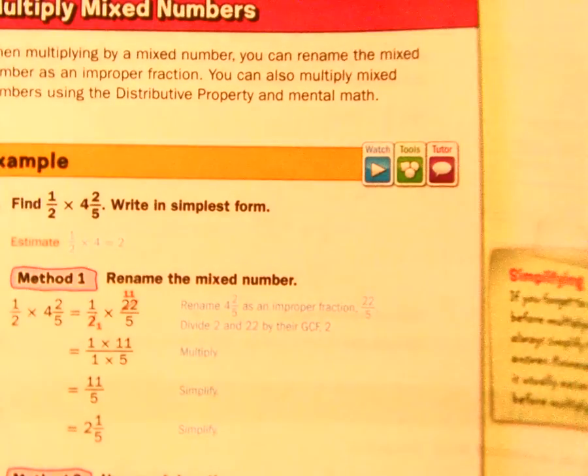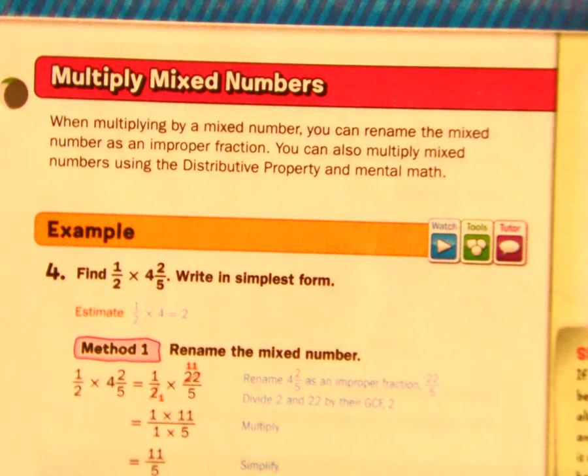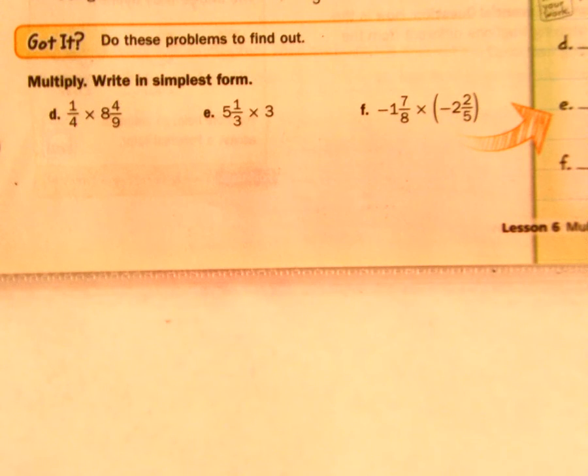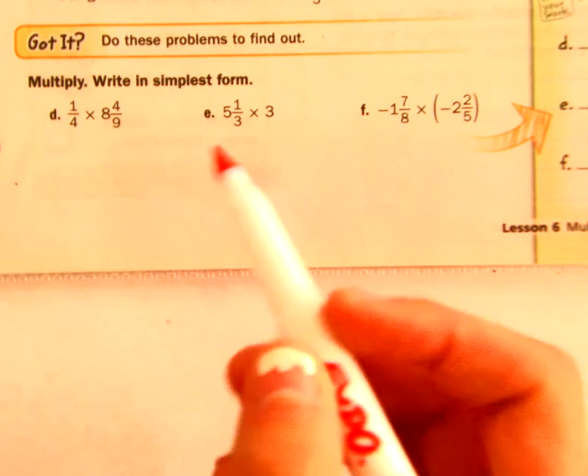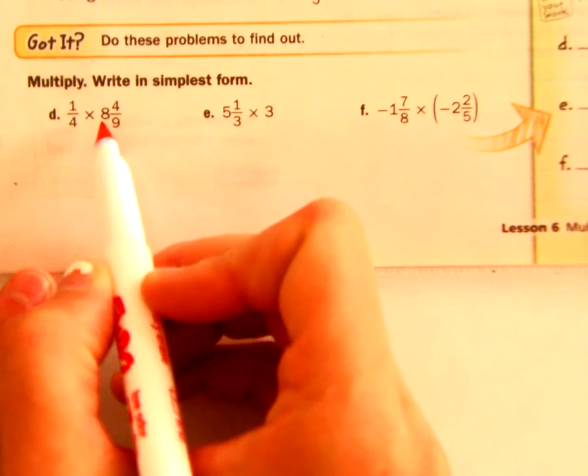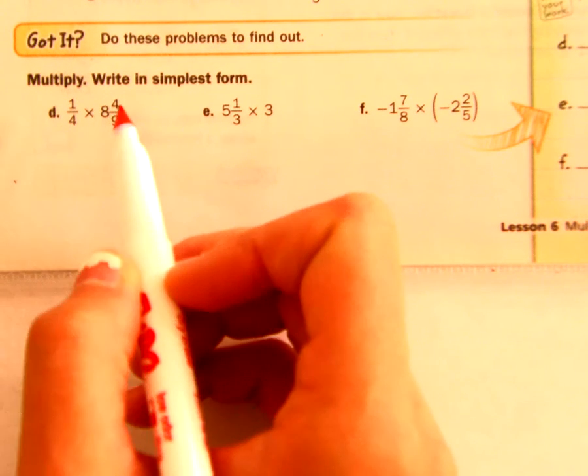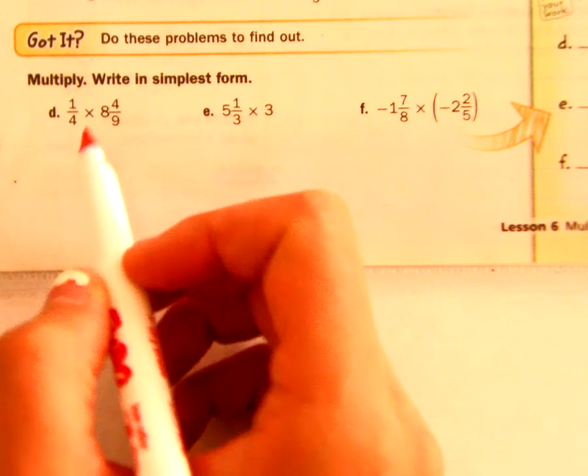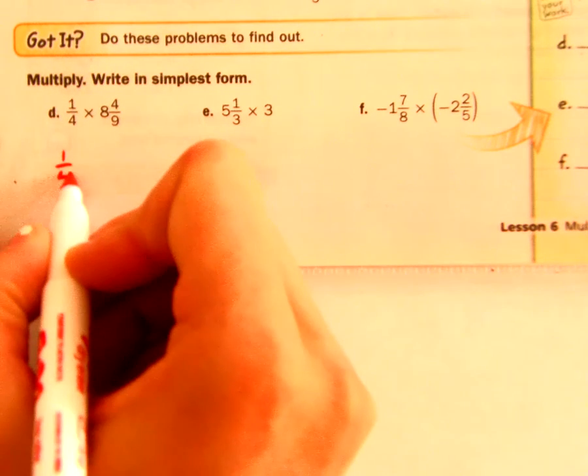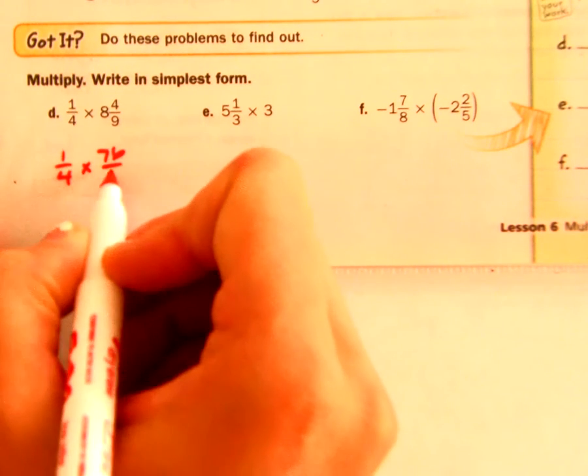Okay? The other thing we're going to do is we're going to multiply mixed numbers. So when multiplying by a mixed number, we can rename the mixed number as an improper fraction. Okay? So if we look at example D, we have 1/4 times 8 and 4/9. So again, I have to look, do I have fractions? Yes. Are they improper? No. So we need to make our mixed number an improper fraction. So to make it improper, we take denominator times whole number, and then we add our numerator. So we take 8 times 9 plus 4, we get 76. And then we leave our denominator as 9.